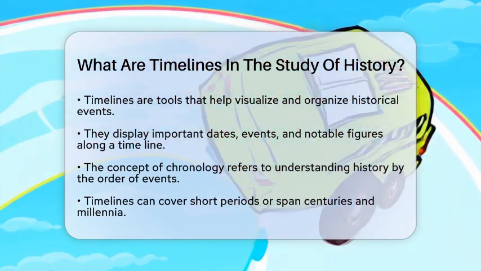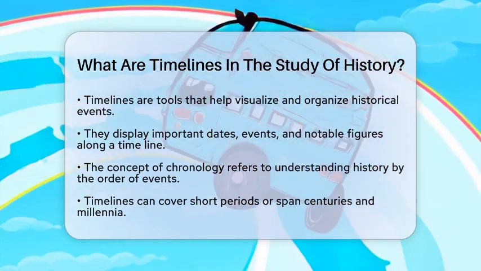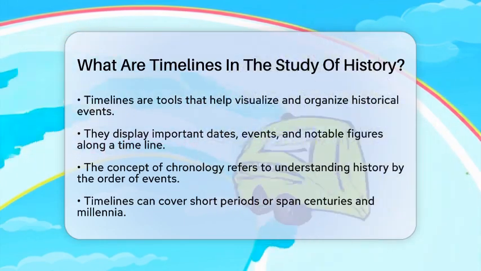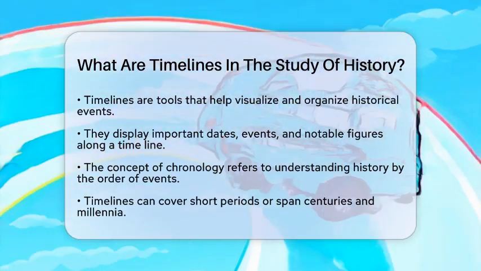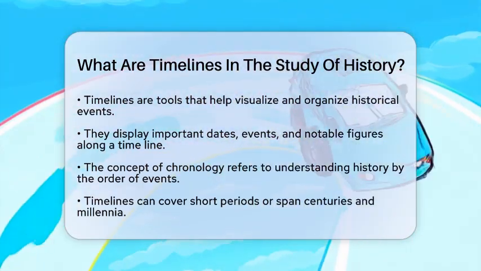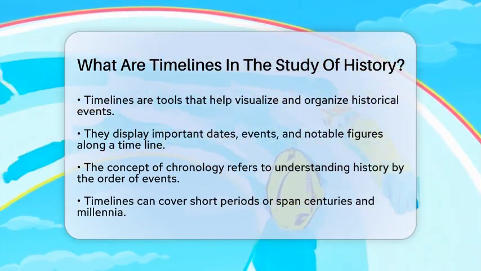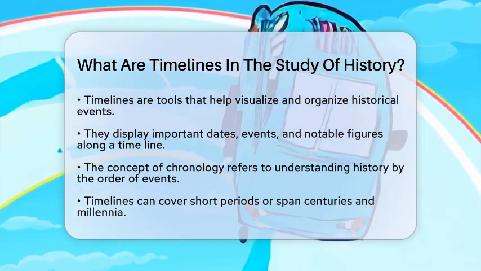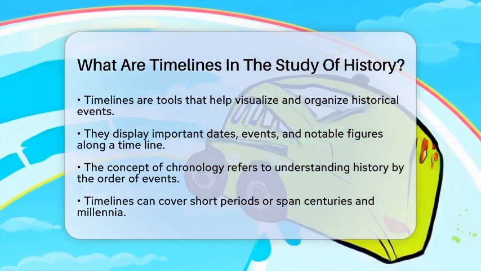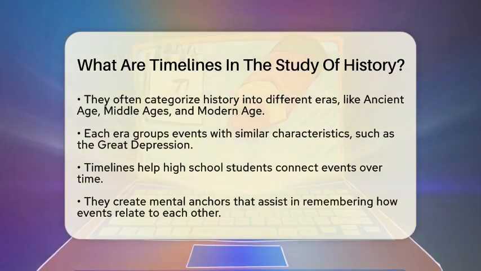Timelines display important dates, events, and sometimes notable figures along a line that represents time. This arrangement is known as chronology, which means understanding history by the sequence of events. For instance, a timeline might show the rise and fall of empires or significant movements that changed societies. Timelines can cover short spans, like a few years, or they can stretch across centuries or even thousands of years.